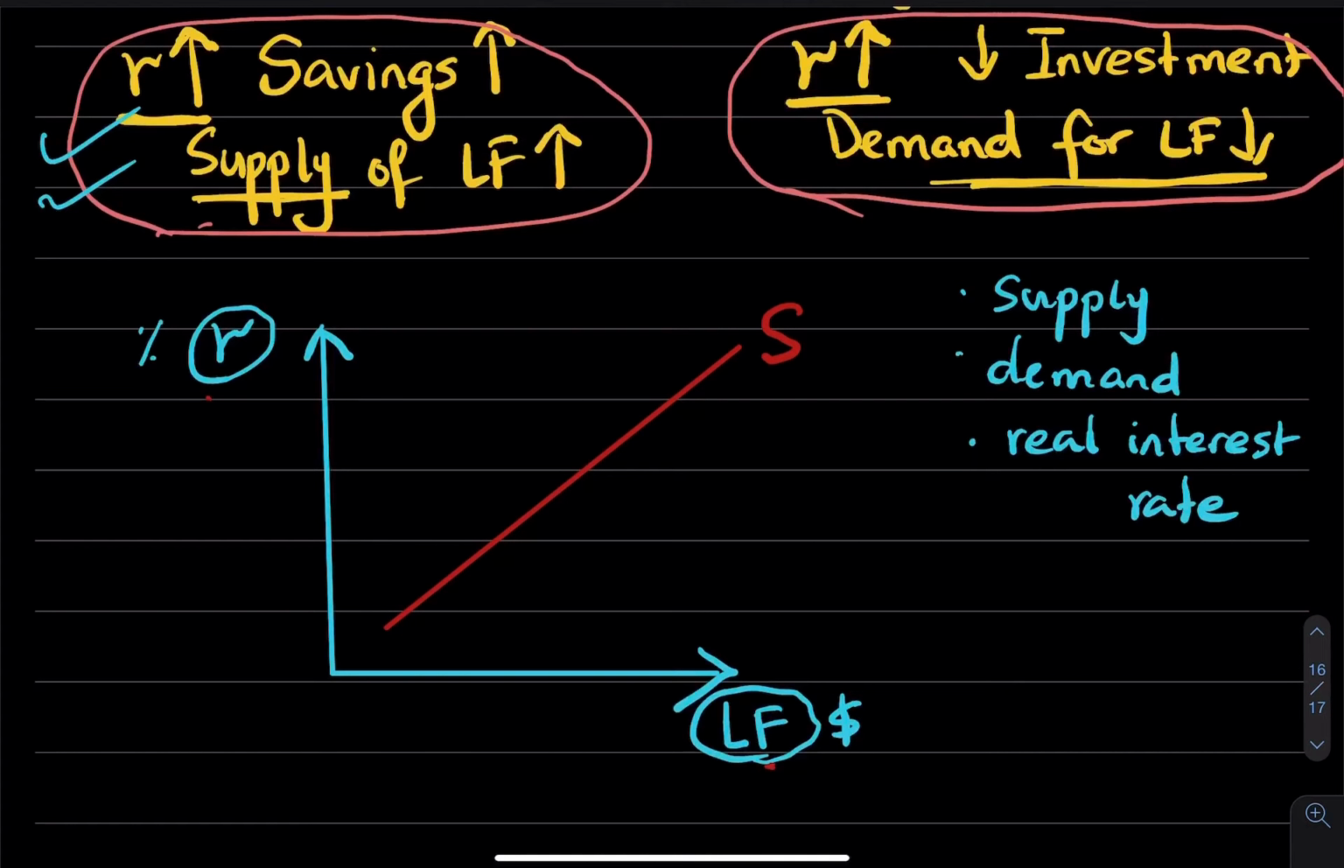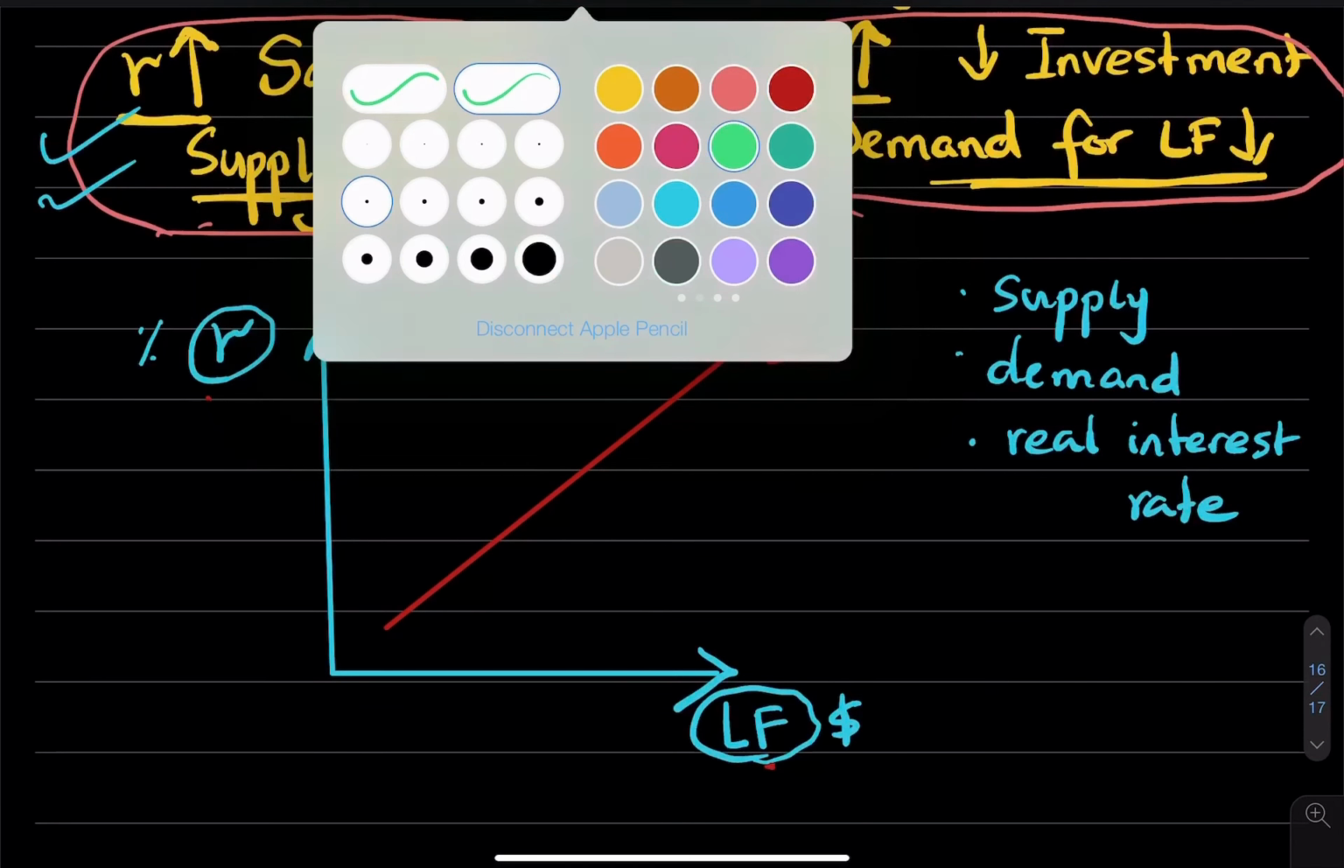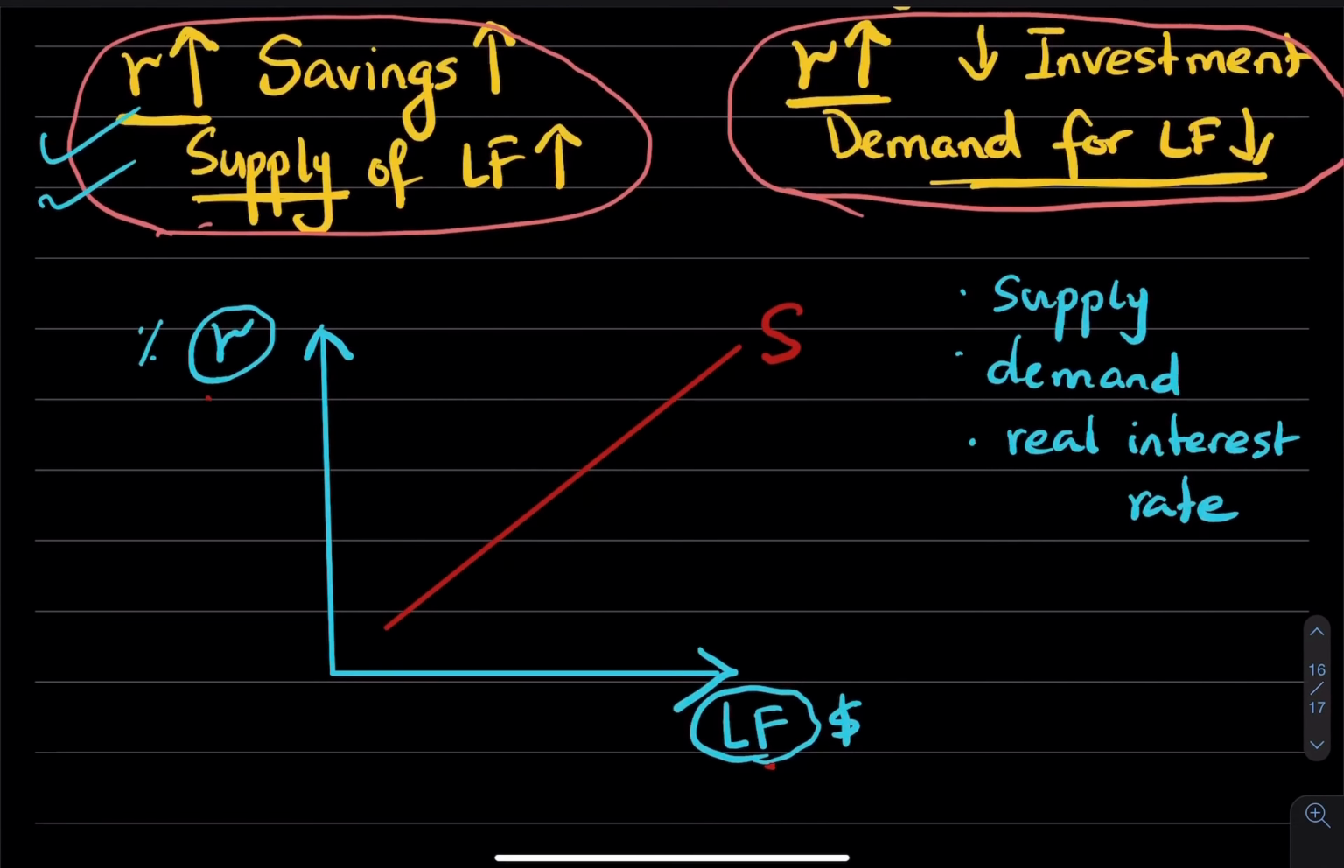Now, when we talk about demand for loanable funds, this is an inverse relationship, and it is going to be reflected in a downward sloping line. This is demand, and this is reflecting investment. And this over here, savings, is national savings. This is the supply of loanable funds.